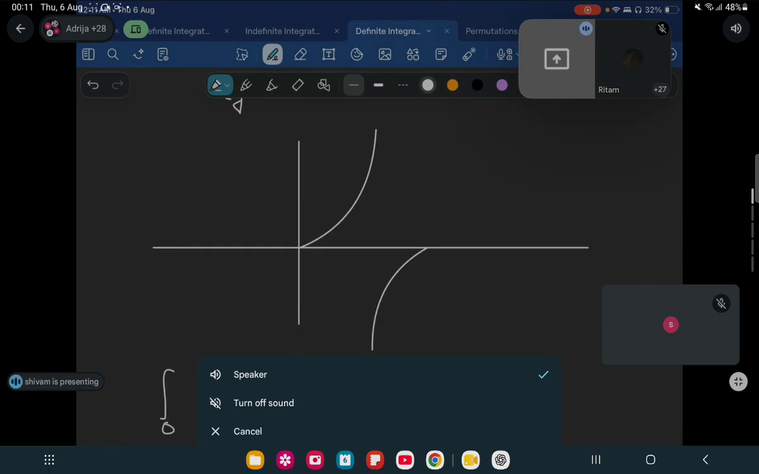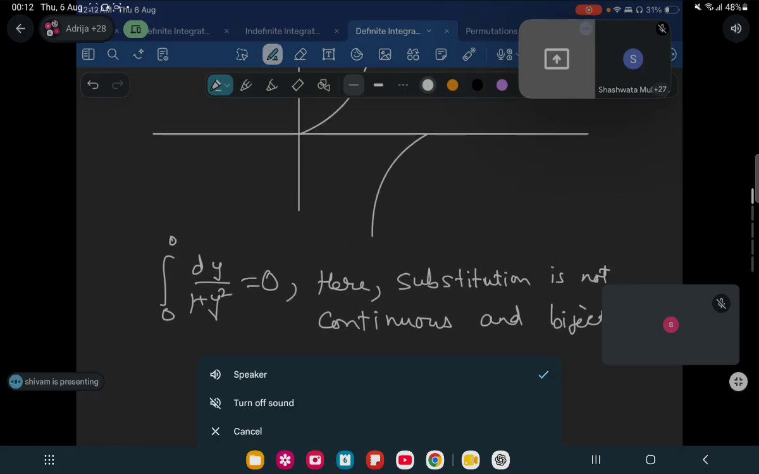So what will you get? You will get integral from 0 to 0 dy by 1 plus y square. We should get it as 0 only. Over here, the substitution is not continuous. So from 0 to pi by 2 or pi? Exactly. So your substitution has to be continuous as well. Are people getting? Your substitution should be continuous as well.